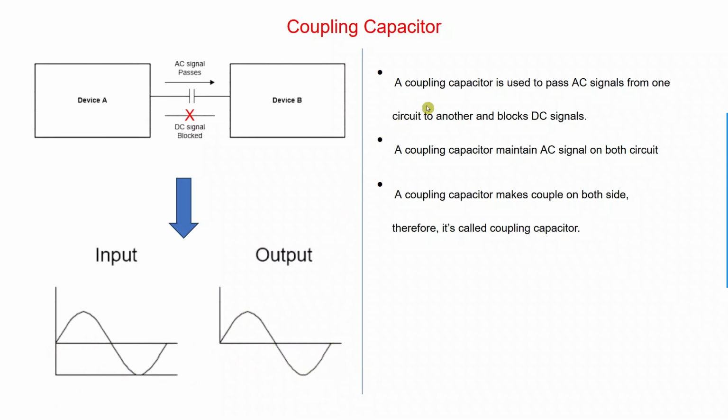So a coupling capacitor is used to pass AC signals from one circuit to another and blocks DC signals. A coupling capacitor maintains AC signal on both circuits. A coupling capacitor makes couple on both sides. Therefore, it's called coupling capacitor. So it will couple only AC signal on both sides. That is why it's called coupling capacitor.